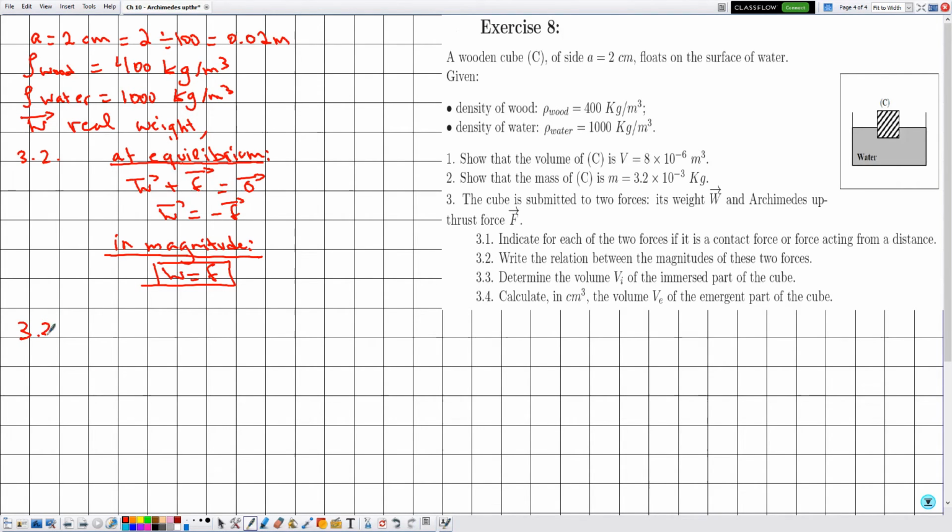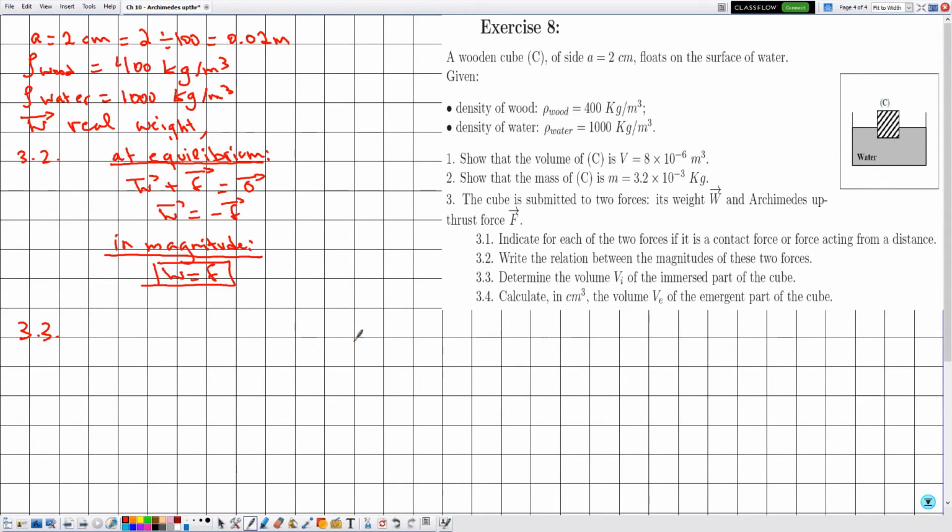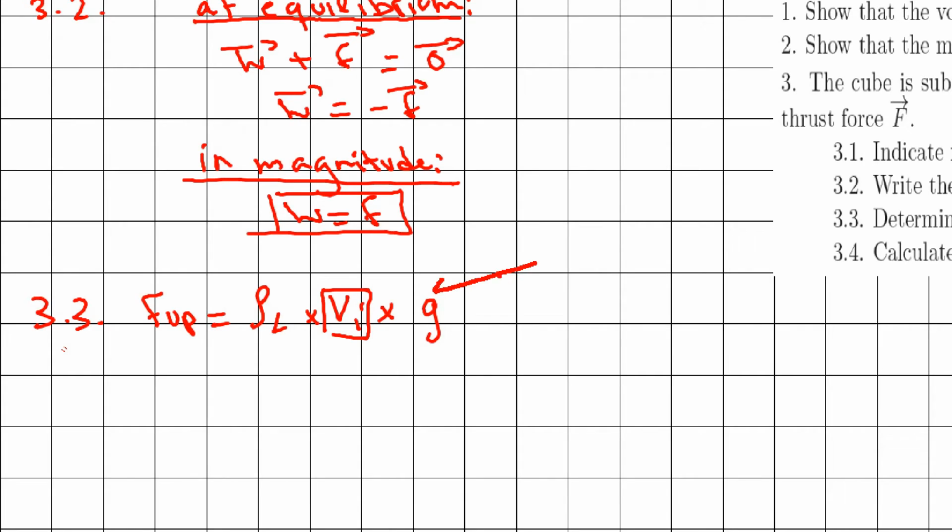Now 3.3. Determine the volume Vi of the immersed part of the cube. Knowing that the value of Vi and the magnitude of the force F upthrust are related via the following formula, F upthrust is equal to the density of the liquid times the volume of the immersed part times G. We are interested in determining the value of Vi. So in order to determine the value of Vi, we must know the value of G, we must know the value of rho L, and we must know the value of F upthrust. So let's check.